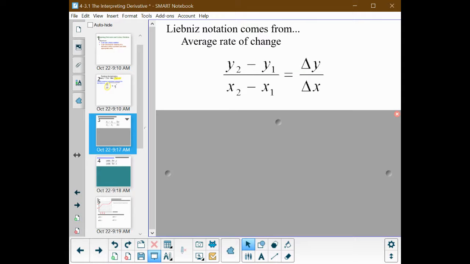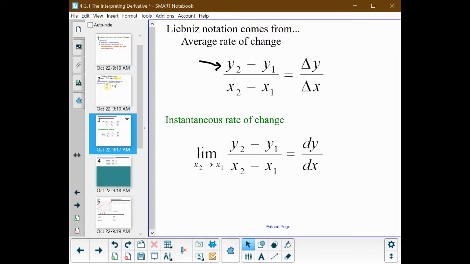So just to show you quick where Leibniz notation comes from, it does come from the average rate of change, or from our formulas for rate of change. This formula here is our formula for slope: y2 minus y1 over x2 minus x1, which is the same thing as the change in y over the change in x, and that symbol there is delta, so delta y over delta x.